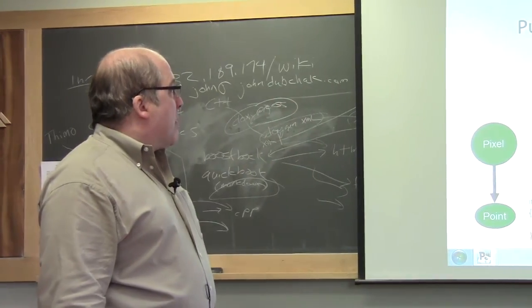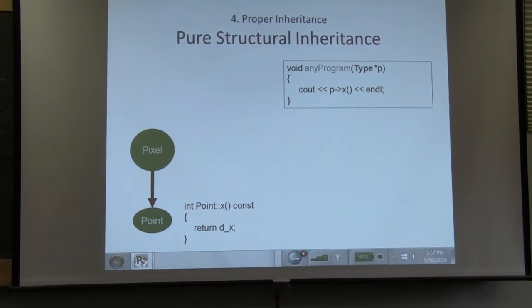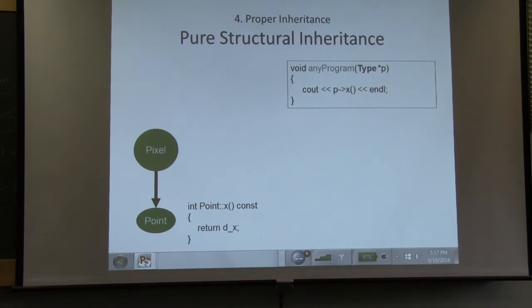So here we have any program, and it says cout p points to x, open, close, endl. Good old basic C++. And I have a point X down here. It's even made const and all. So that's what point does. So far, so good. Now, I have a set. Is that okay? Are these okay? This is all good. Because any program that I write, it doesn't matter whether I call it from the base or derived class. I'm going to get the same thing so far, right?